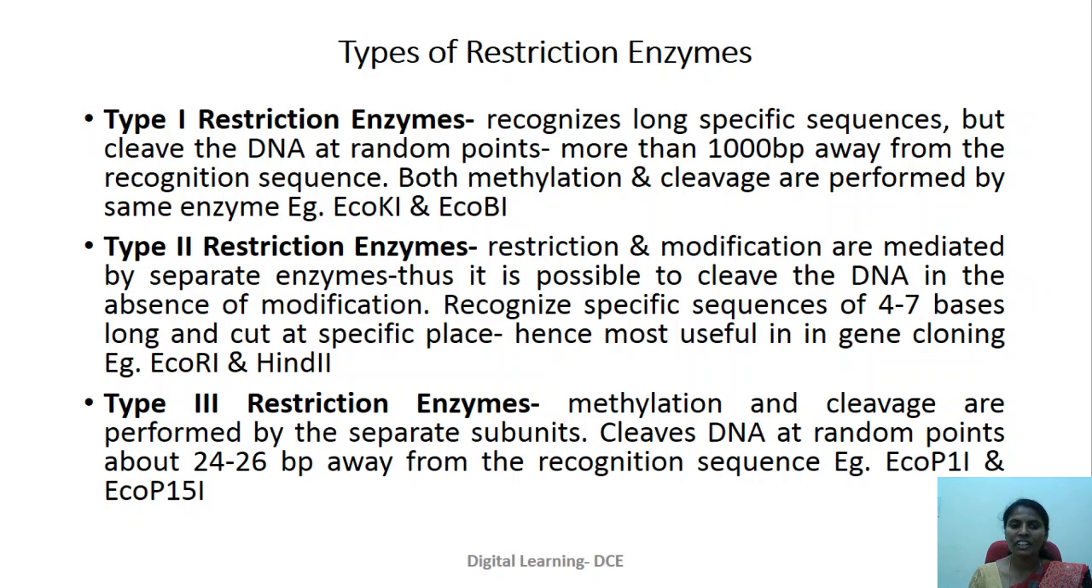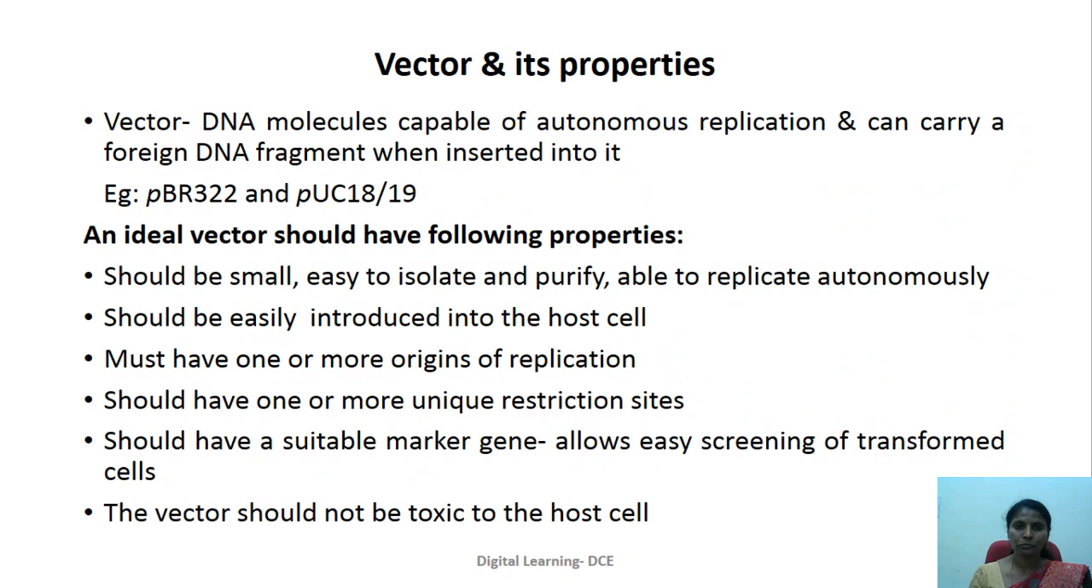Coming to the third type, that is type 3 restriction enzymes, here methylation and cleavage are performed by separate subunits, which cleave the DNA at random points about 24 to 26 base pair away from the recognition sequence. Examples for type 3 restriction enzymes include EcoP1 and EcoP15.